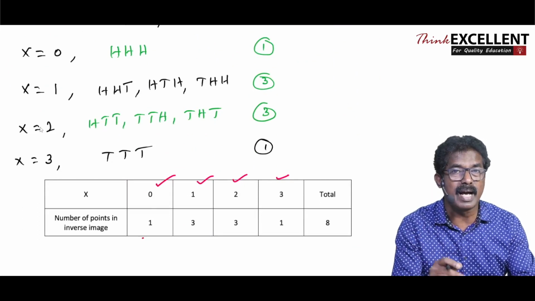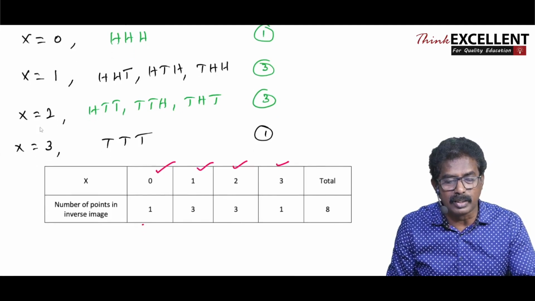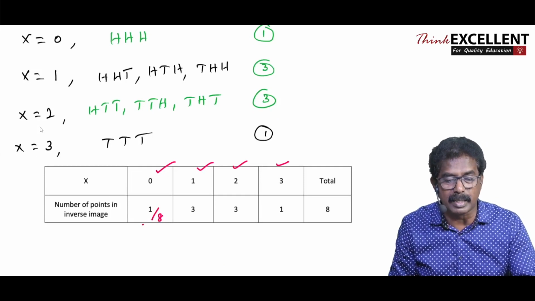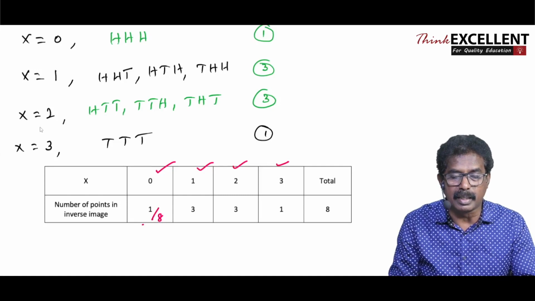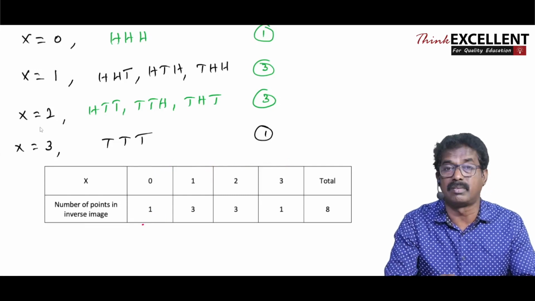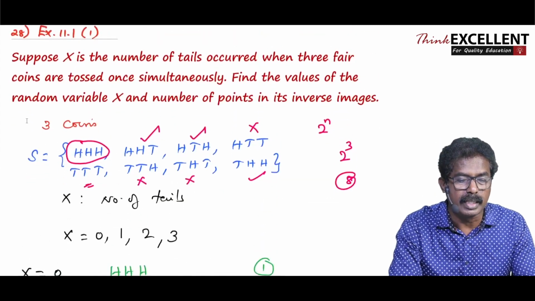Suppose if they ask to find the probability distribution, the same thing you write, only don't write 1, 1; you write probability, by 8. Totally 8 cases, right? So 1 by 8, 3 by 8, then again 3 by 8, finally 1 by 8. If you add everything, you'll be getting 1. That is for the probability distribution. Okay, that is question number 28.